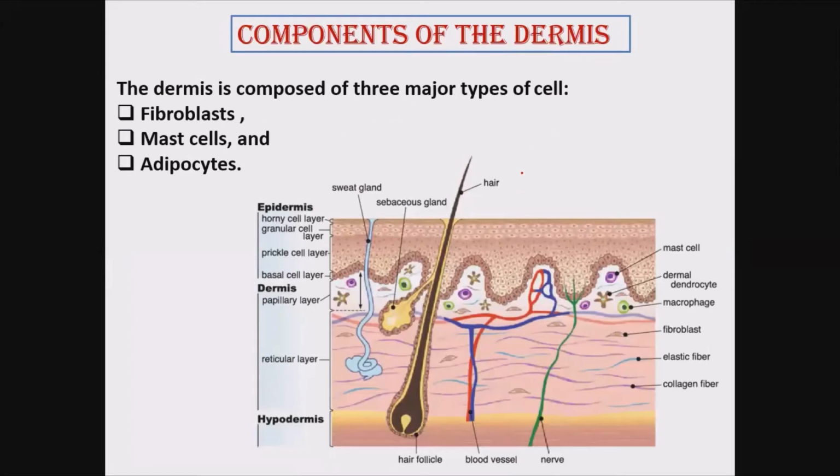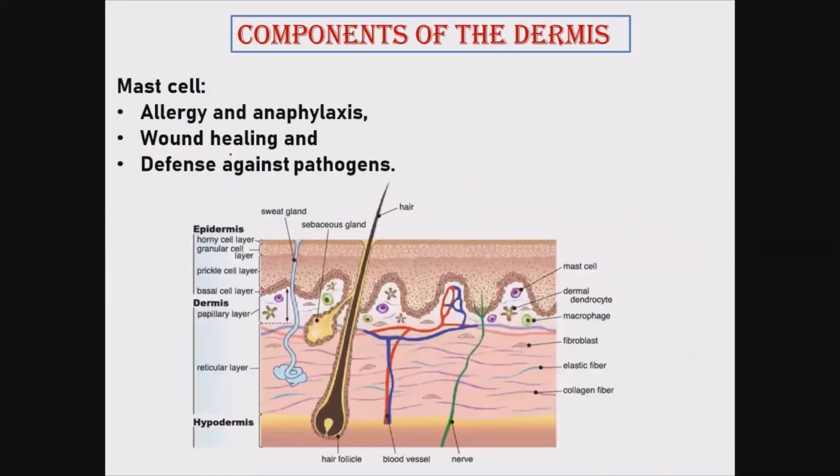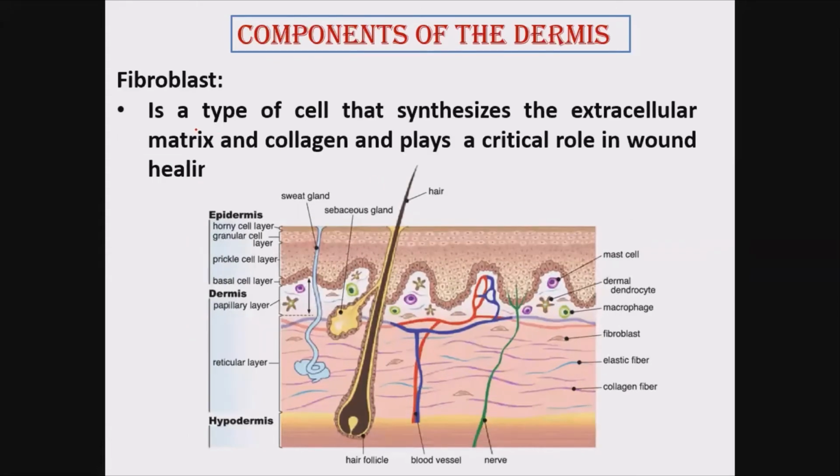Now, the cellular components of the dermis. Dermis contains three types of cells. As I told earlier, the fibroblasts producing the collagen fibers will be maximum over here. So fibroblasts will be present in the dermis, both the papillary and the reticular layer. Another important cell is the mast cells. Mast cells are present in the upper part, mainly in the papillary layer, responsible for very important functions of phagocytosis, and in the lower part we'll be having adipocytes. Okay, so mast cells function more in allergy, anaphylaxis, wound healing, and defense against pathogenic organisms. Fibroblast synthesis of extracellular matrix and collagen fibers plays a critical role in wound healing.